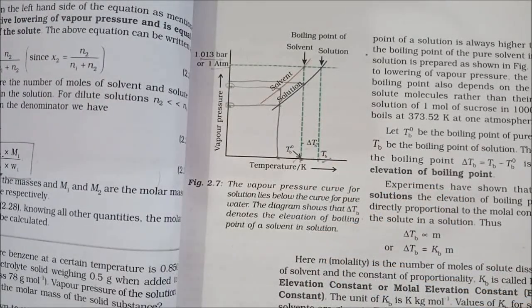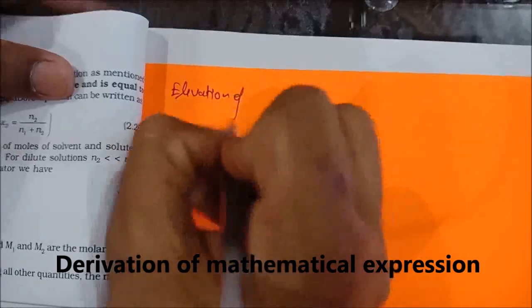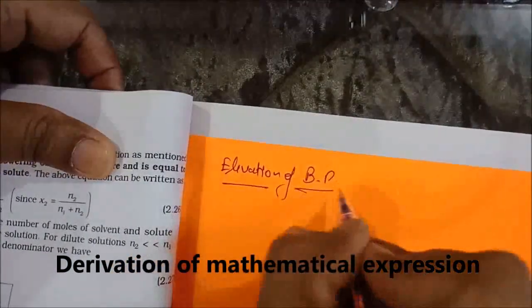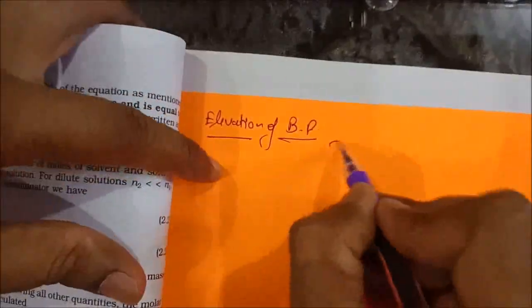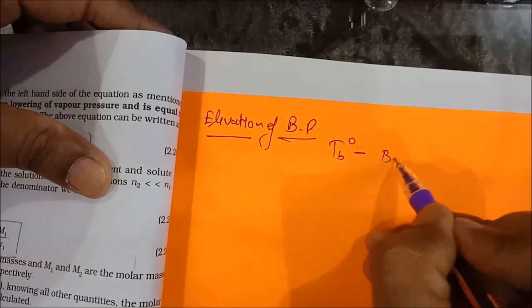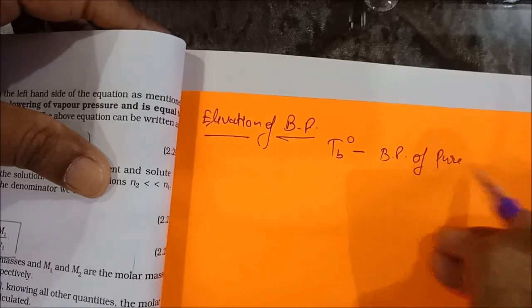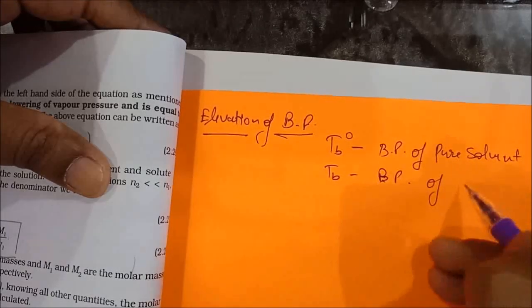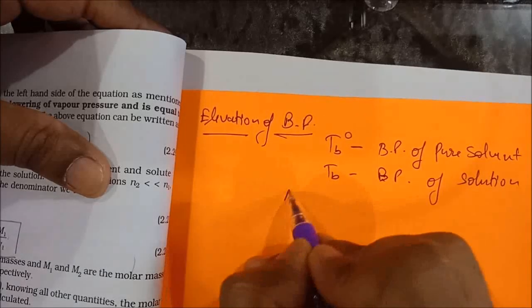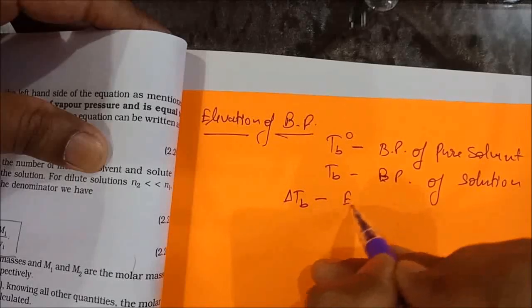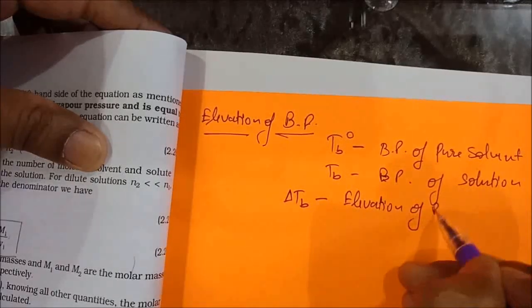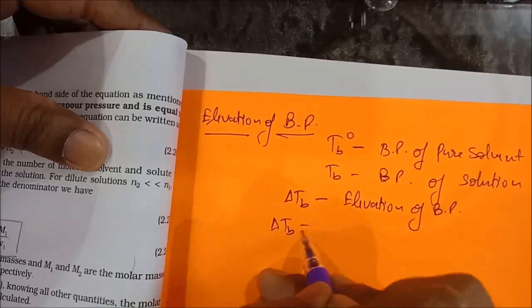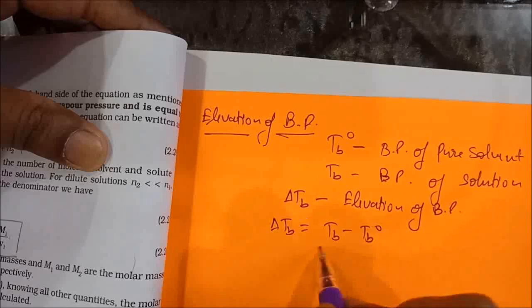Okay, so let us start deriving the formula of the elevation of boiling point. First of all, TB naught is the boiling point of the pure solvent, and TB is the boiling point of the solution. So what is delta TB? It is the elevation of boiling point, and delta TB is equal to TB minus TB naught. Clear?